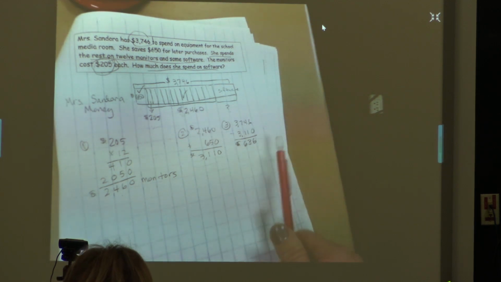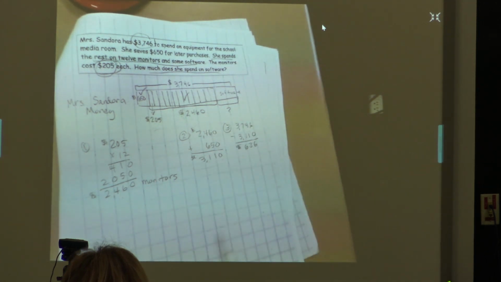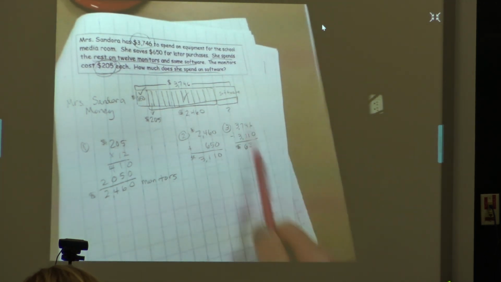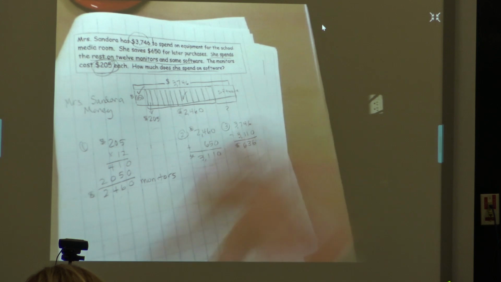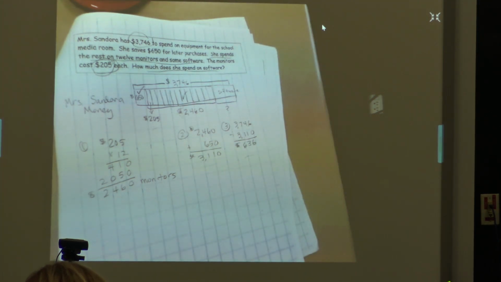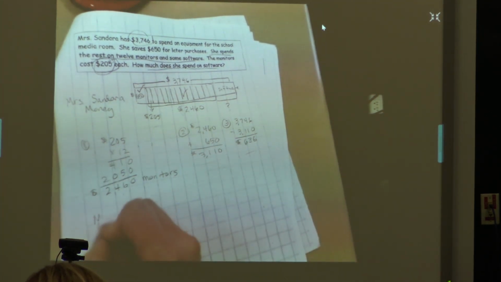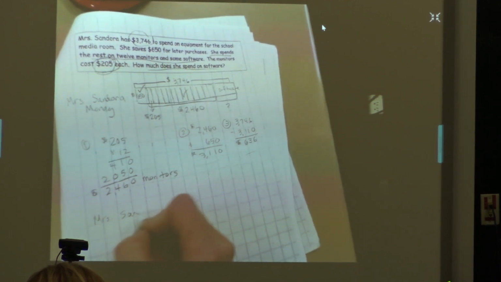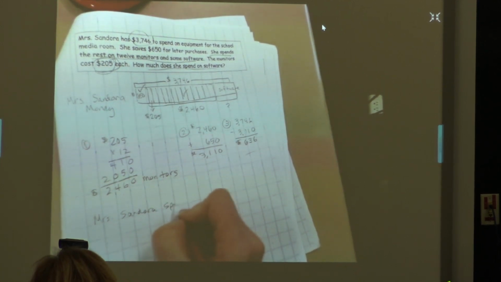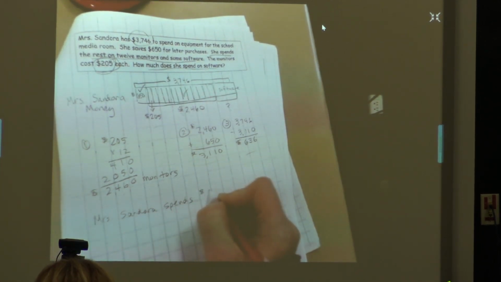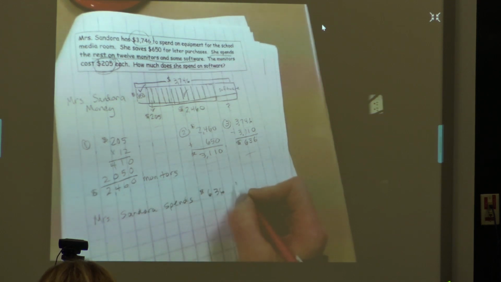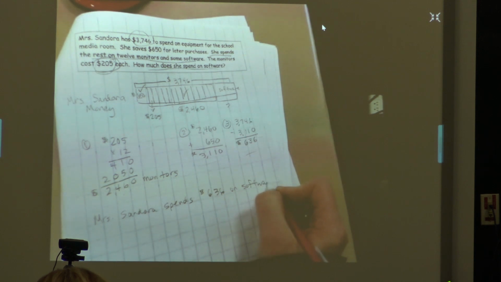And now you're left with, ta-da! The question. This is what's totally left, which has to equal the question mark, the software. So we'd say Mrs. Sandora spends $636 on software. Oh, 636 is the answer?